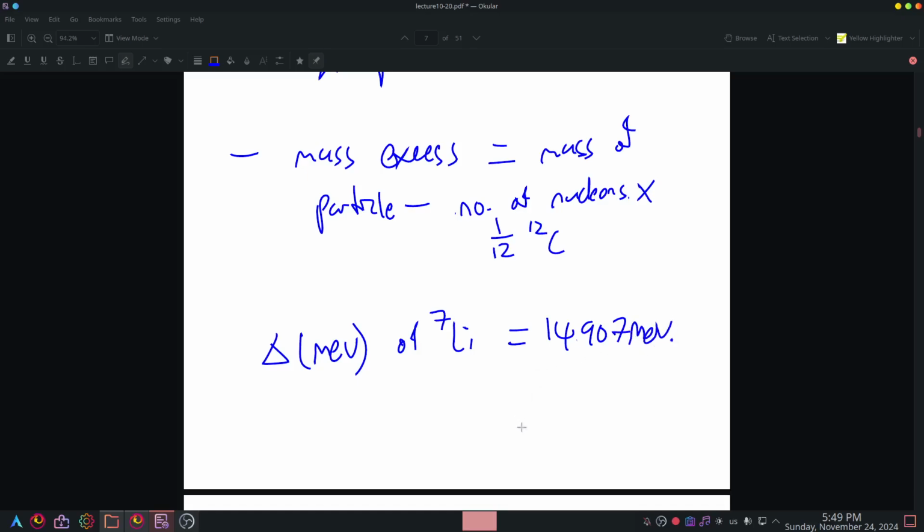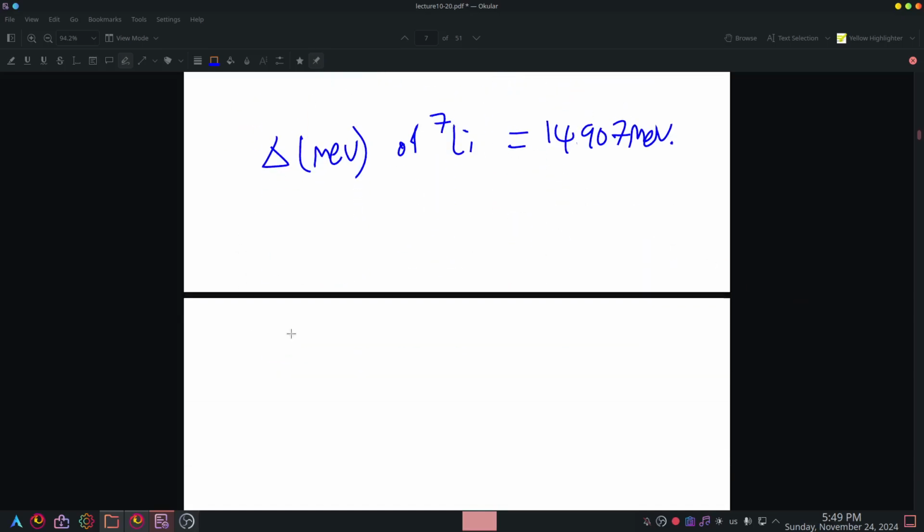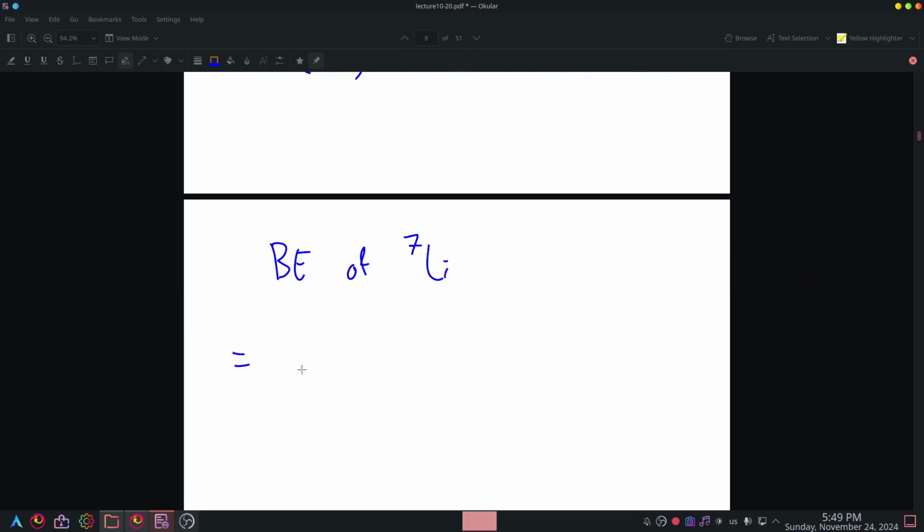All right. So how is that going to help us? We are going to use the mass excess of lithium and compare that with the protons and neutrons. So I'm going to write down the equation like that. The binding energy of lithium-7 equals the mass of lithium-7 minus the mass of 3 protons minus the mass of 4 neutrons.